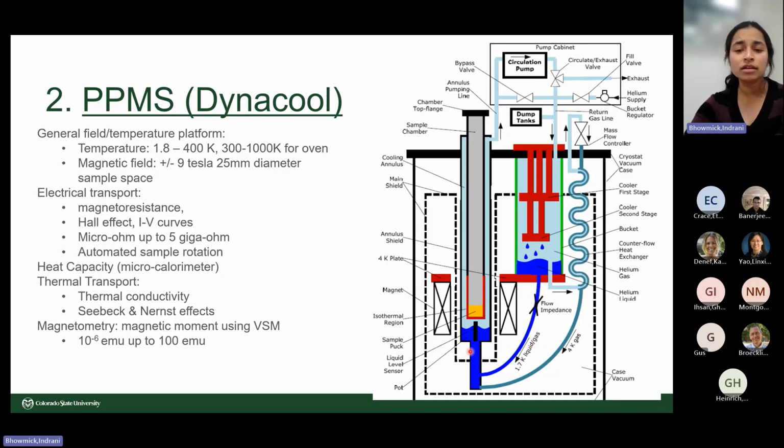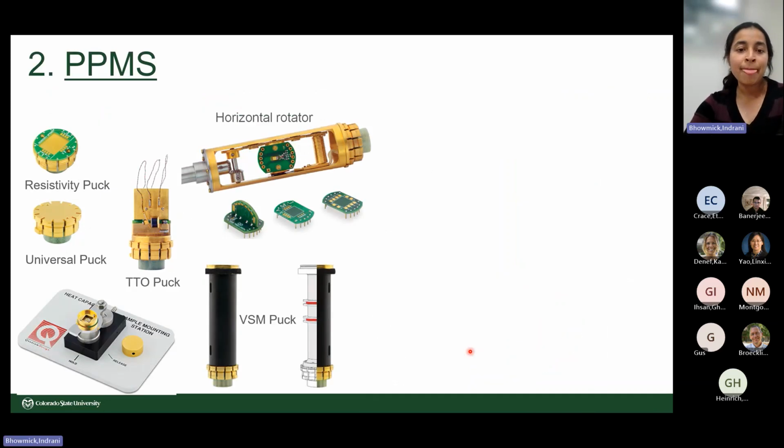And there are other controls there. In that little place, we have something called a puck that goes in the PPMS. There are different pucks for different measurements. This is the resistivity puck for electrical measurement. The universal puck is just to design your own experiment, whatever you want to measure. This is the thermal transport puck, TTO. With a little sample, you see how much heat is being transported. For example, if you want a good insulator, you want to see very little response in thermal transport, something like that.